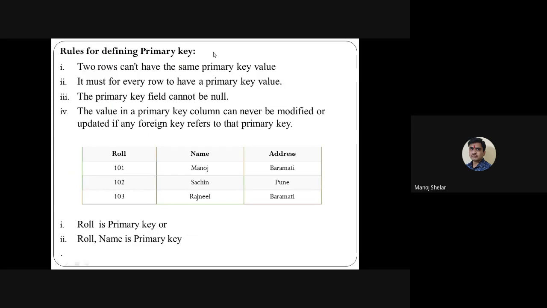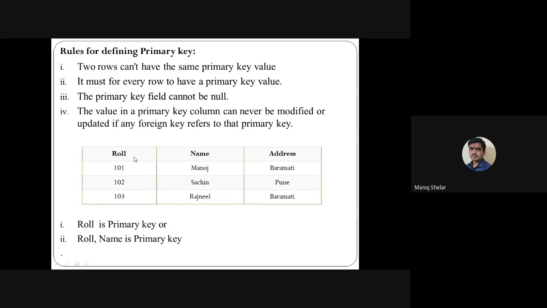So the rules for defining a primary key: two rows can't have the same primary key value. Yes. Duplicate values are not allowed. It must be that every row has a primary key value. The primary key field cannot be null, so blank values are not allowed in a primary key. The value in a primary key column can never be modified or updated if any foreign key refers to that primary key. Yes. So in this example, roll number is a primary key. Roll number and name as a primary key, yes, no problem. In one table, maximum one primary key.